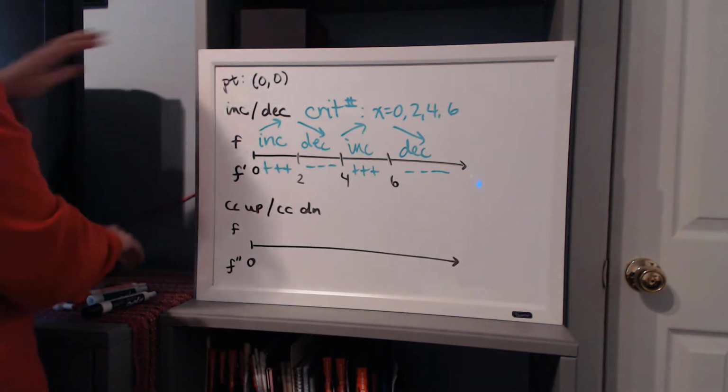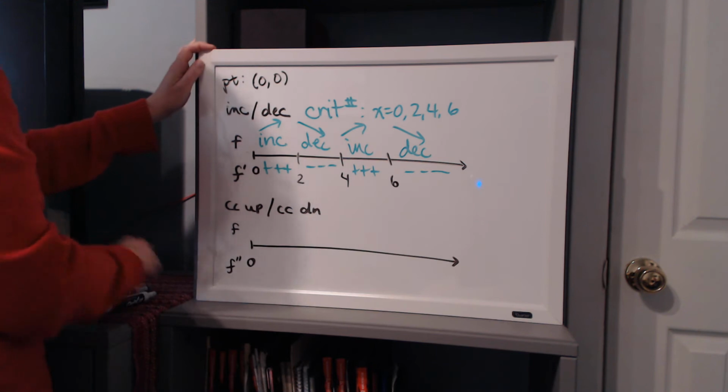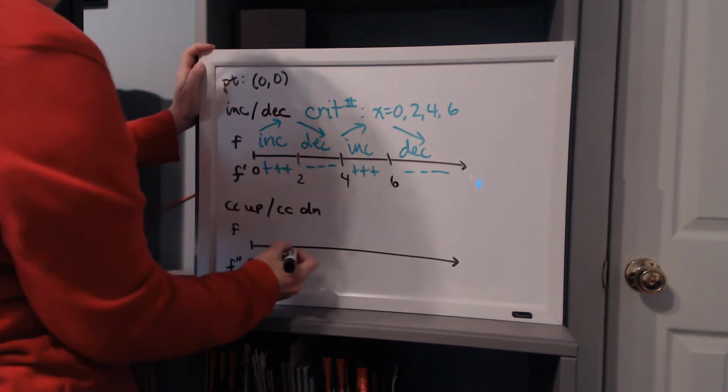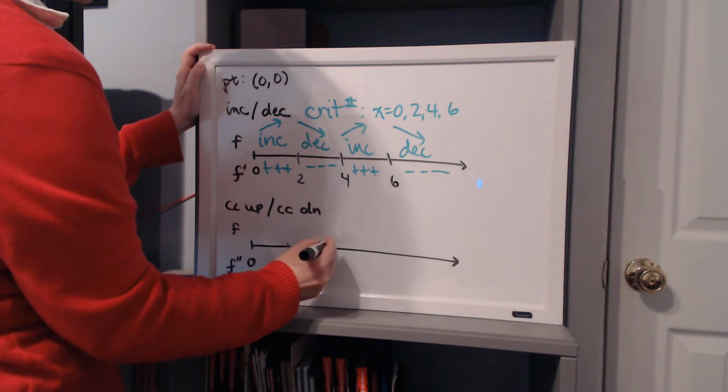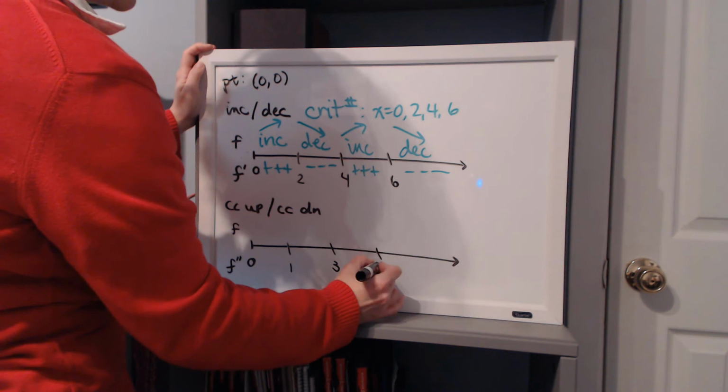And for concave up and concave down, we're going to break up the number line with the concavity intervals, and we had our potential inflection points at 1, 3, and 5.